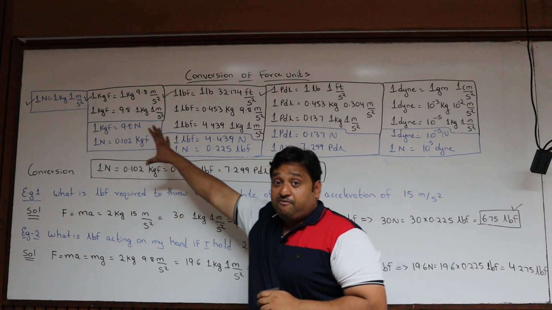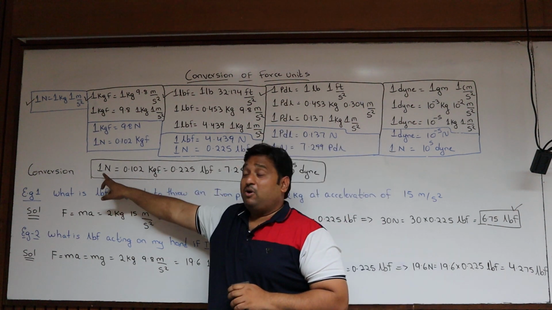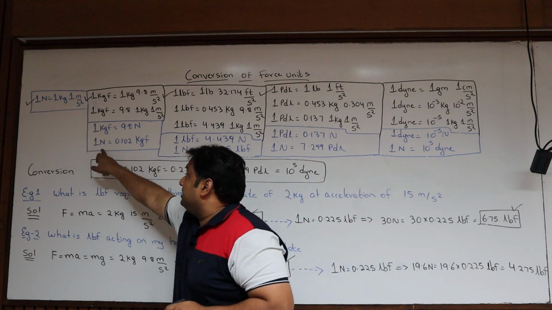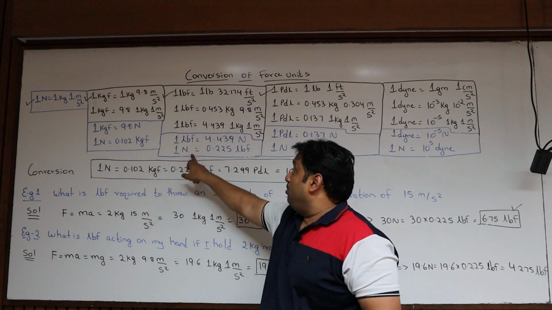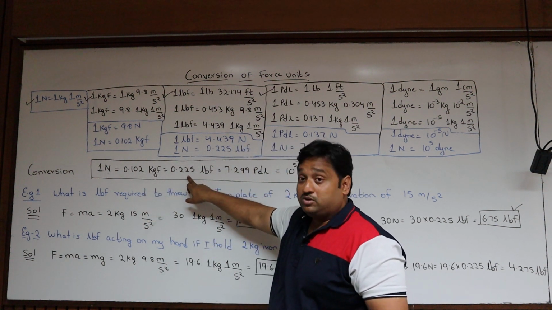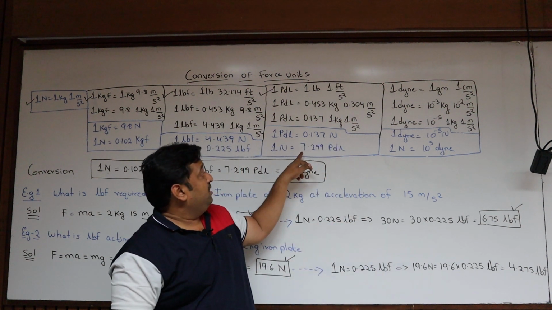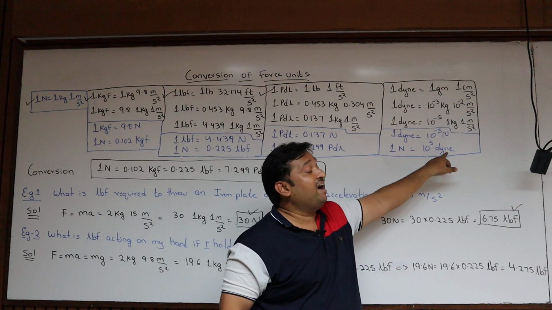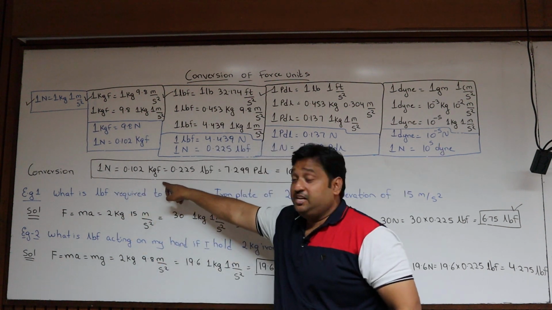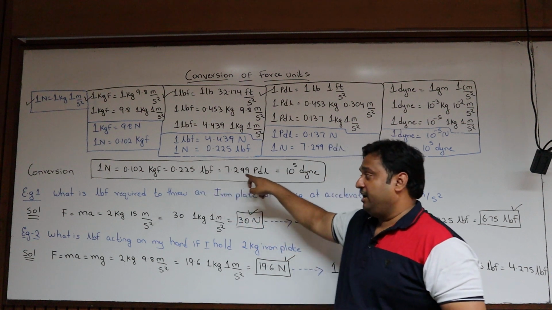So if I collect all, let us define what is 1 Newton. 1 Newton is nothing but 0.102 kg force, which is equal to 0.225 lb force, which is equal to 7.299 pound-all force, which is equal to 10 power 5 dyne. That is what has been written on this particular board.